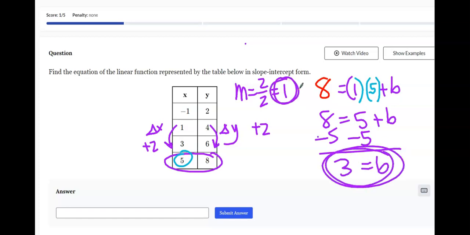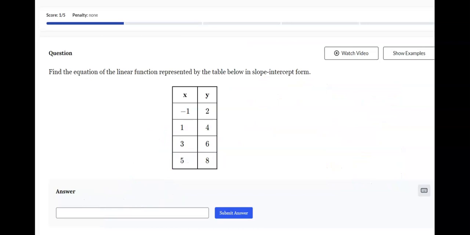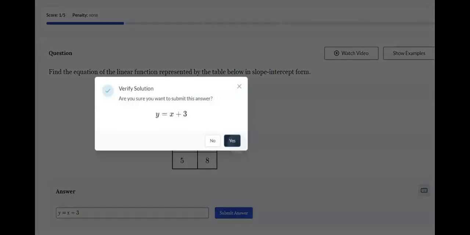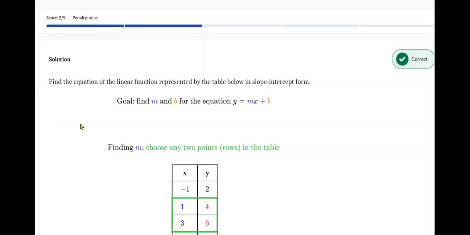So now I know my two numbers. Y equals 1x plus 3. Now I'm going to leave that 1 invisible. Y equals x plus 3. And that's how you write a slope-intercept equation from a table. Good luck.